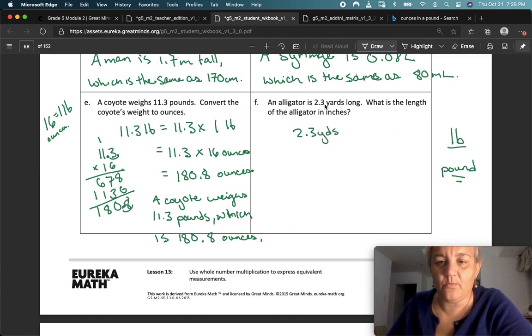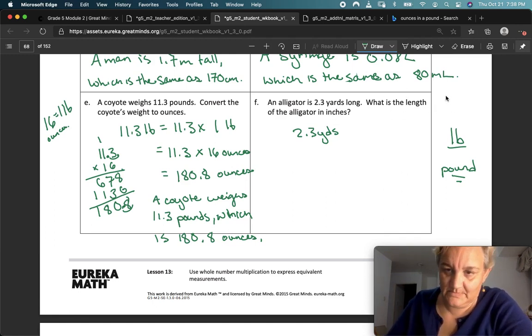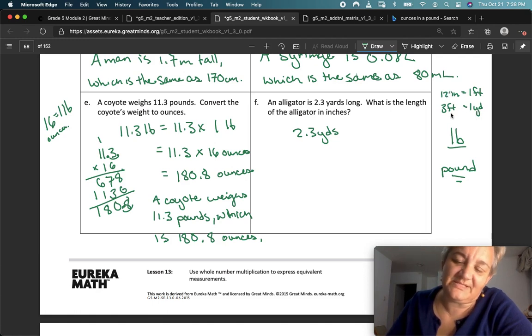What is the length of the alligator in inches? Oh, careful. All right. There are 12 inches in 1 foot, and there are 3 feet in 1 yard. So how many inches are in a yard? To go from 12 to yard, we're going to multiply 12 times 3 and get 36 inches in 1 yard, okay?